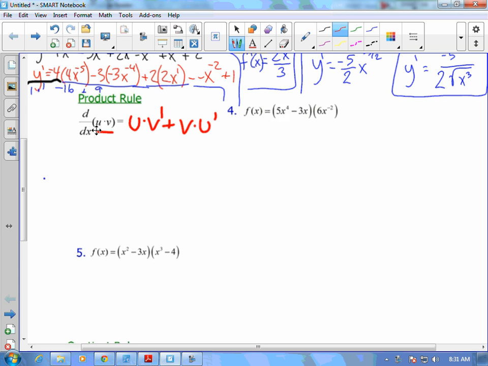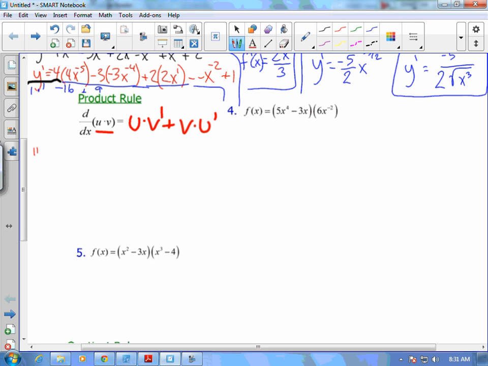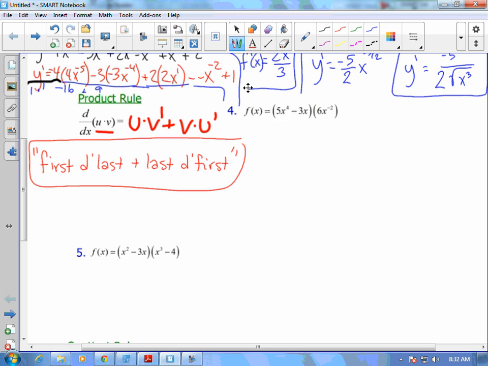A way to remember that is first d last plus last d first. Oh, this marker's so big. Try a skinnier one. Okay. First d last plus last d first. It's a way to remember it.